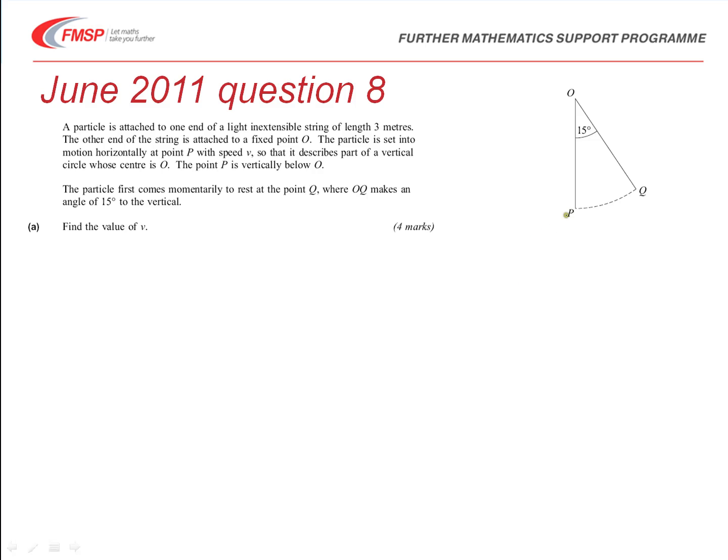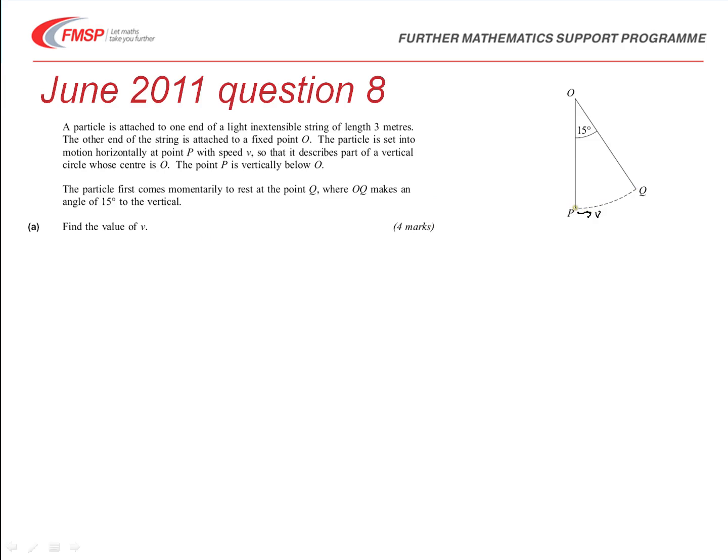Well, as you can see in this particular question, we have a string of length 3 meters and a particle is attached to the end of it, and when it's at P, its speed is v, and it follows a section of a circle through an angle of 15 degrees until it gets to the point Q, and the particle momentarily comes to rest at Q. So it's like the first part of motion of a pendulum. Okay, and we have been asked to find the value of v.